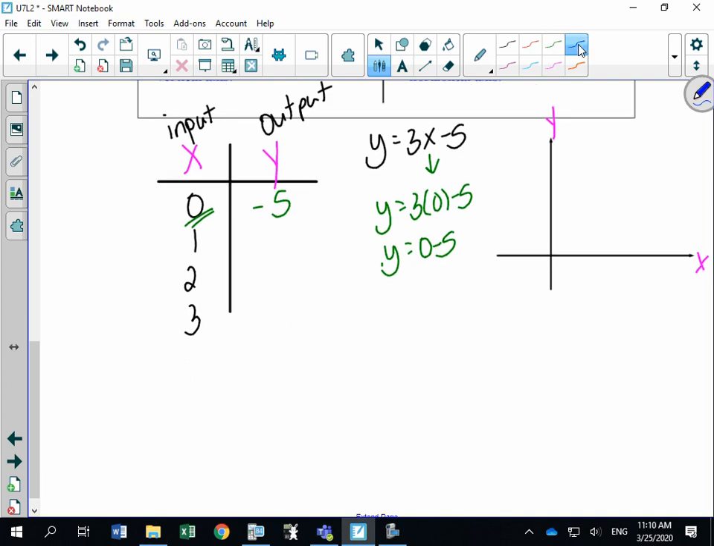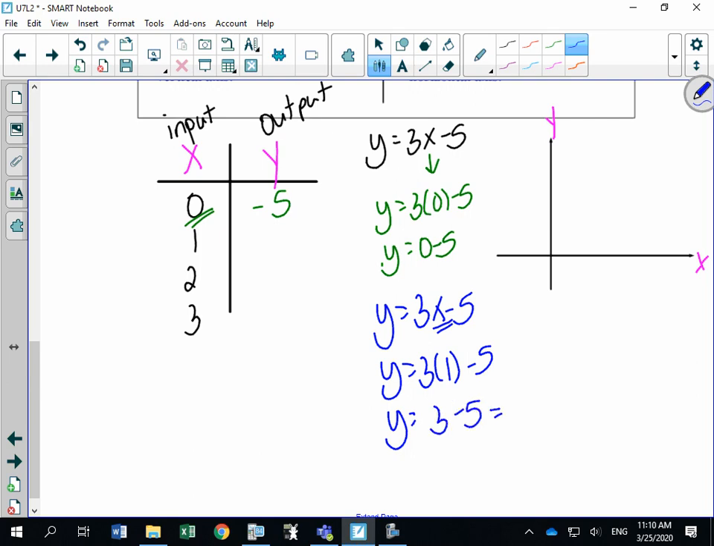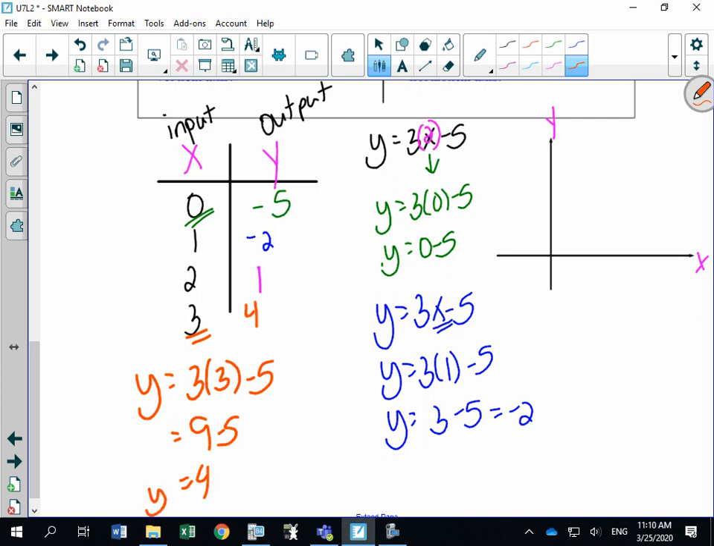Let's do input 1. So y is equal to 3x minus 5. Y is equal to, I'm going to input 1. 3 times 1 minus 5. That would be 3 minus 5. My output, which is my y value, is negative 2. If I input 2, 3 times 2 is 6. 6 minus 5, my output is 1. And let's do the last one. I'm going to input a 3. So 3 times 3 minus 5, that would be 9 minus 5. My output, or my y value, is 4.